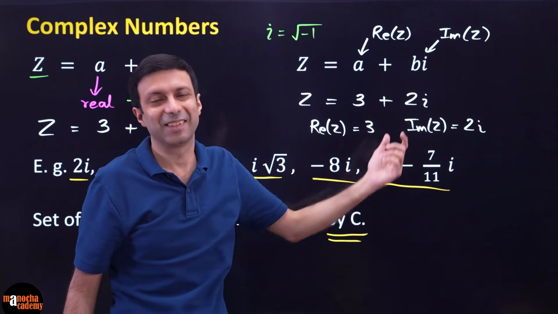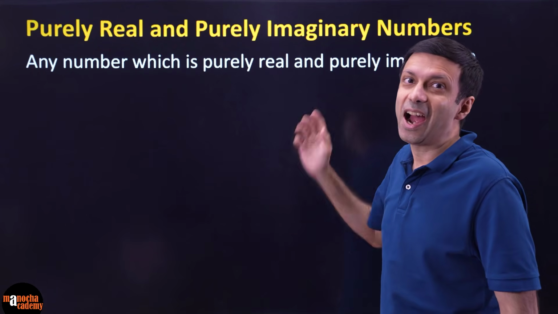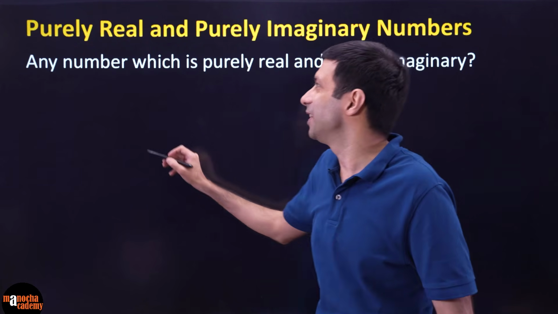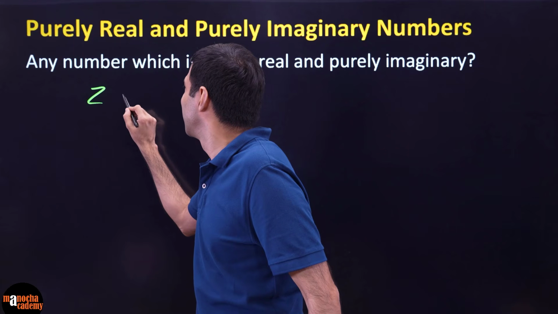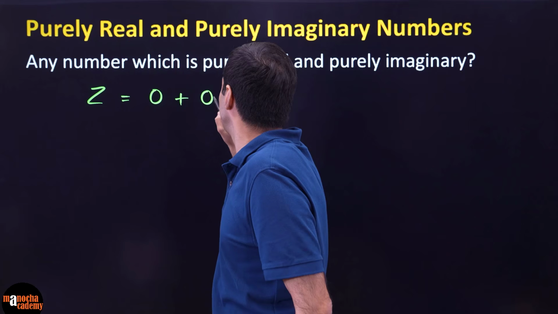Now an interesting question for you. Can you tell me some number which is both purely real and purely imaginary? What do you think? The answer is this special number or complex number 0 plus 0 iota.